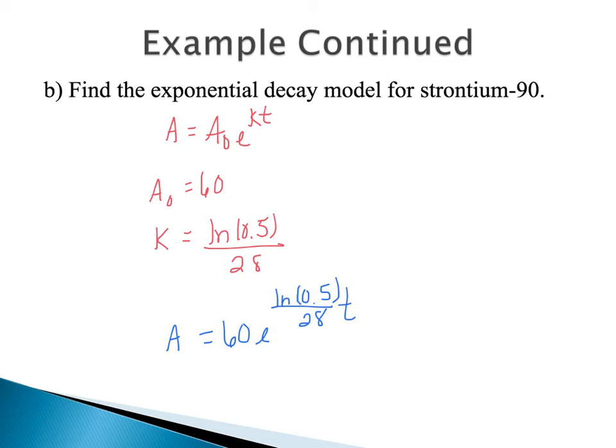Because what this does is that it allows us to find how much strontium-90 is left after t years. So if we're given the number of years, we can just substitute in. And what it also allows us to do is if we know the amount of strontium-90 that we have left, we can figure out how long ago the strontium-90 was originally let out into the atmosphere. So something like this is important for carbon dating.